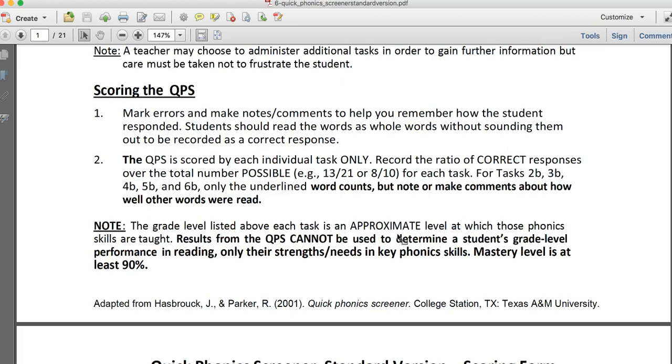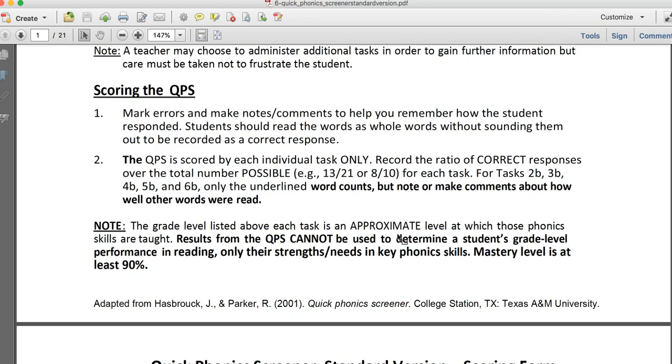The QPS is scored by each individual task only. So record the ratio of correct responses over the total number possible. So if there's 21 possible and they got 13 correct, that would be 13 out of 21.